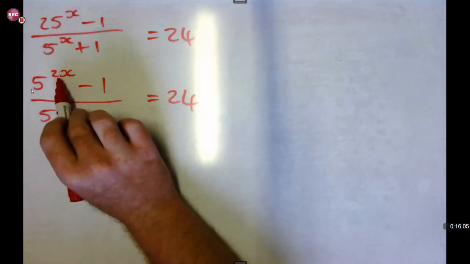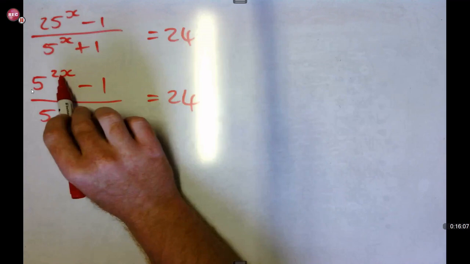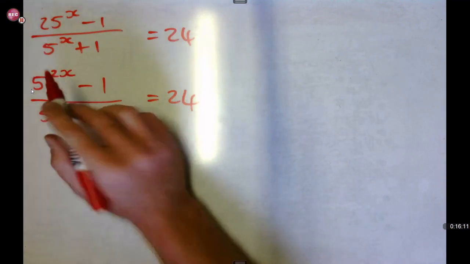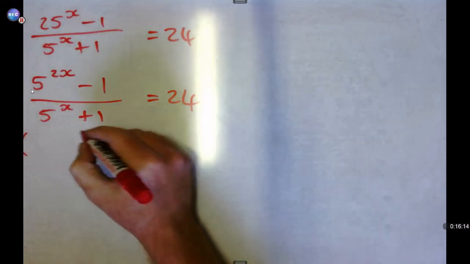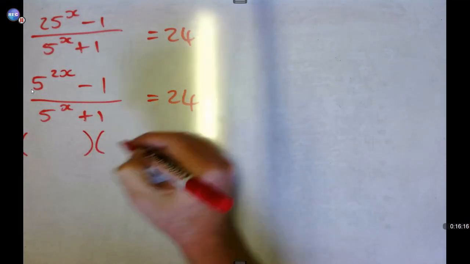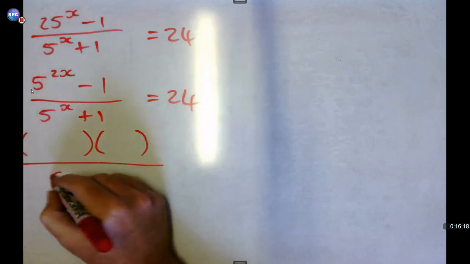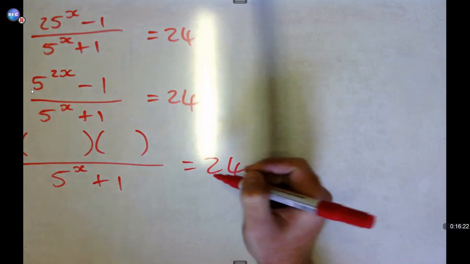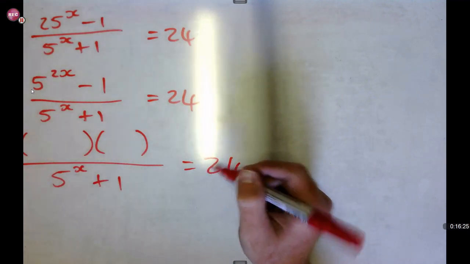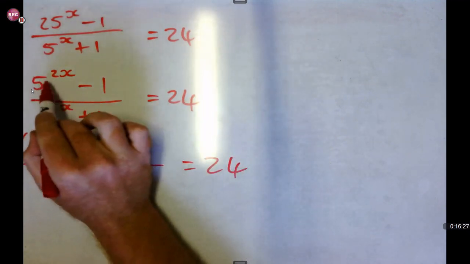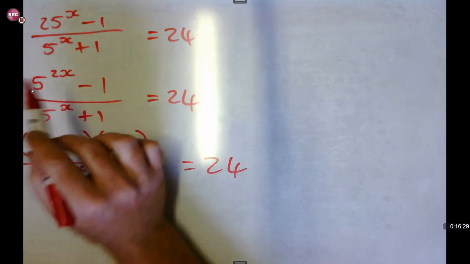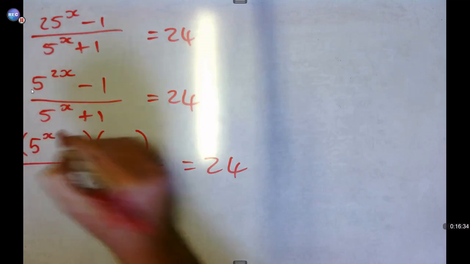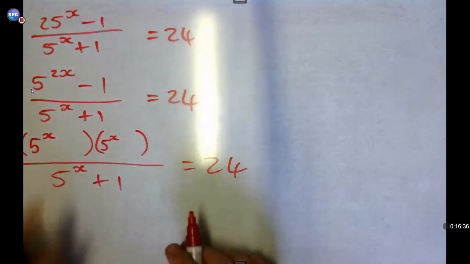We can do that because there are 2 x's there. So what we're going to do is create 2 brackets. You write the denominator as is, and the 24 as is. And then, for each bracket, we'll do the following. This 2 here tells us that there are 2 5s, so you're going to have a 5 to the power of x and a 5 to the power of x.